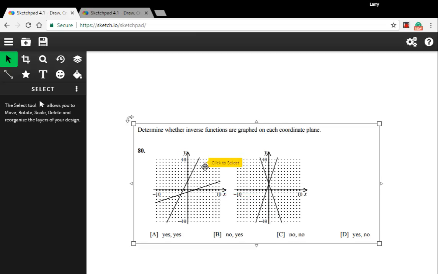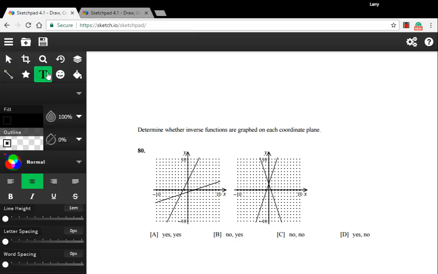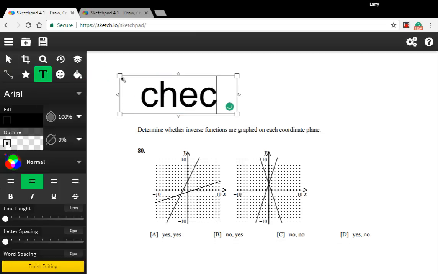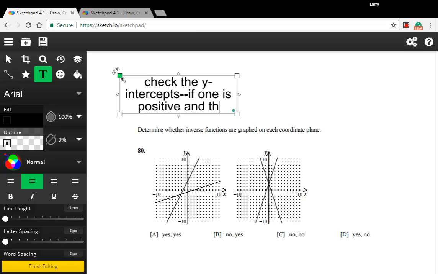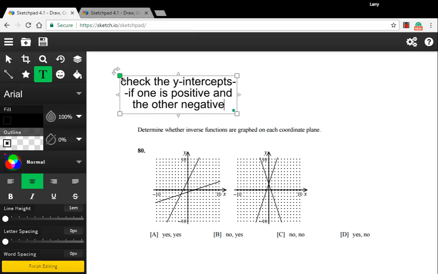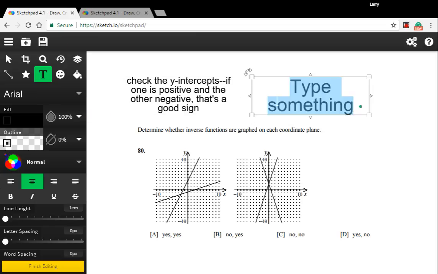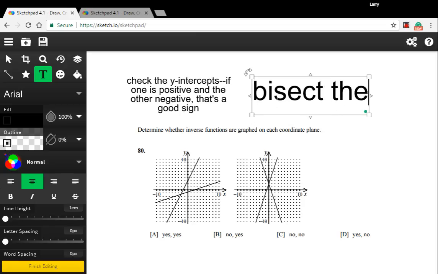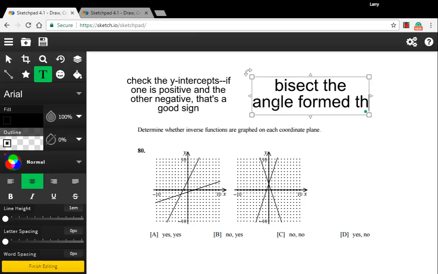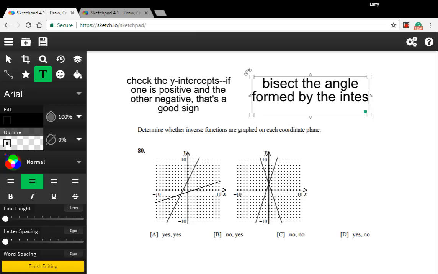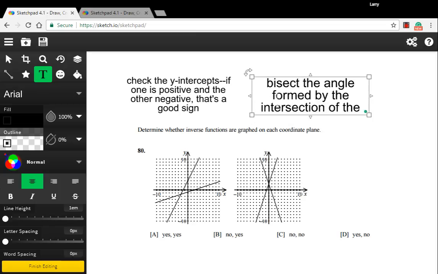Here, they're asking us to determine whether these two are graphs of inverse functions or not. So the shortcuts here, first of all, is check the y-intercepts. If one is positive and the other negative, that's a good sign. But it's not all you need. The second thing is that you should bisect the angle formed by the intersection of the two functions, the two lines.